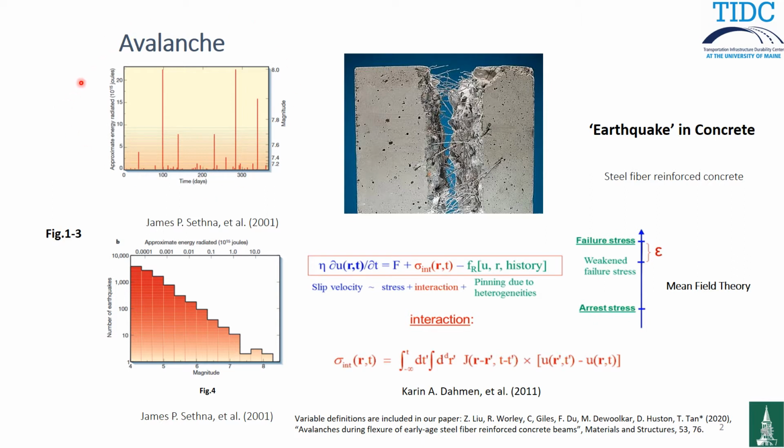Okay, so right now the question is, what is an avalanche? An avalanche is a sudden change of magnitude in a very short amount of time. For example, we have earthquakes once in a while, and if we collect the magnitude of an earthquake and the number of earthquakes that happen, then we will find a correlation between them.